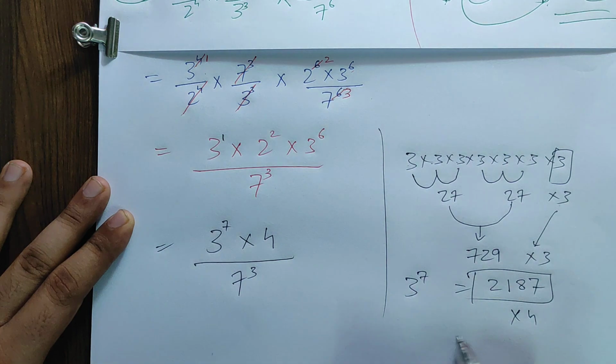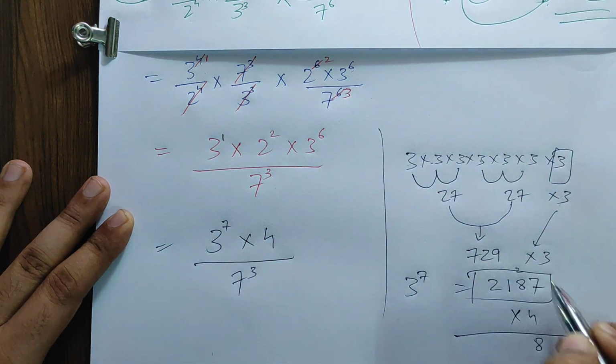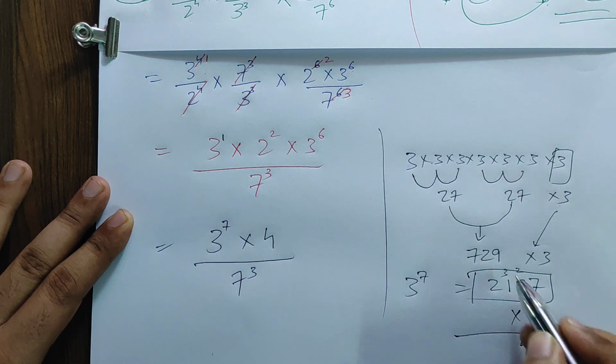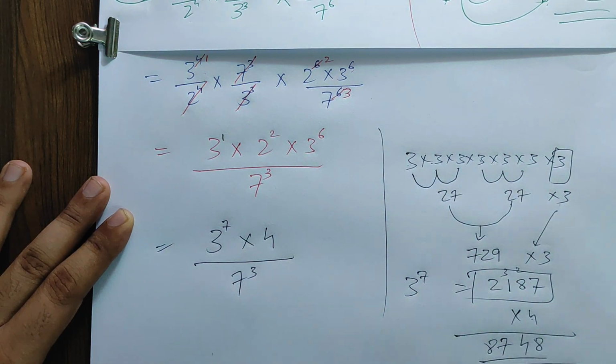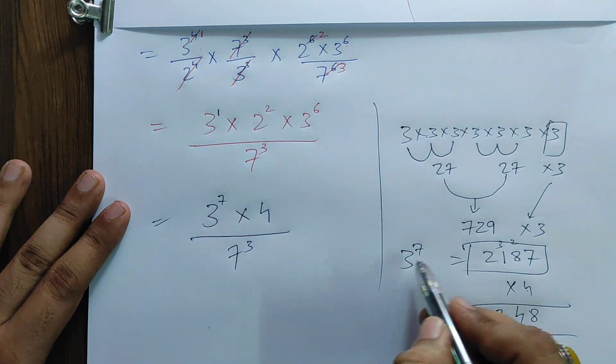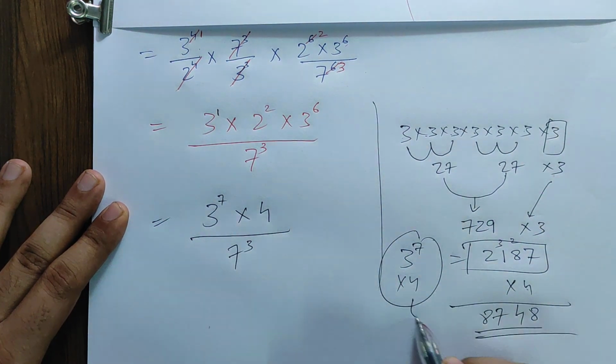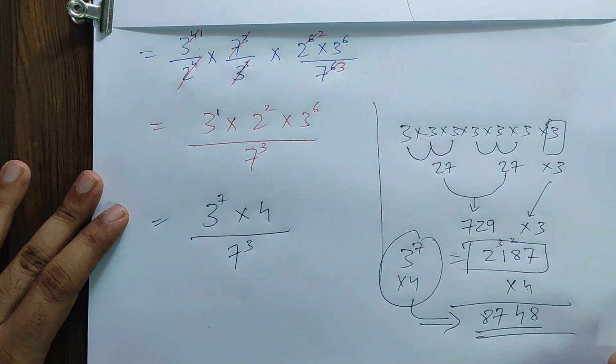So now if I multiply this 4, 4 7s are 28, comes here 2. 8 4s are 32 plus 2. 34 comes here 3. 4 1s are 4, 5, 6, 7, 4 2s are 8. It comes to be 8748. When 3 raised to 7 is multiplied with 4, the answer is 8748.